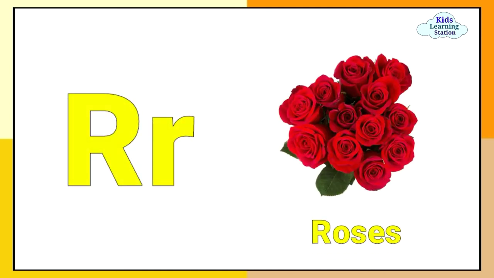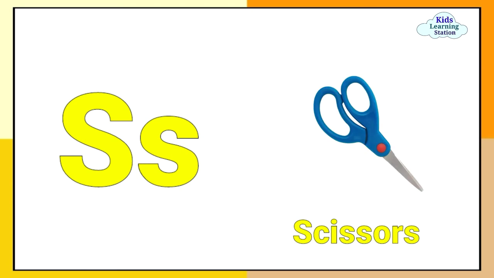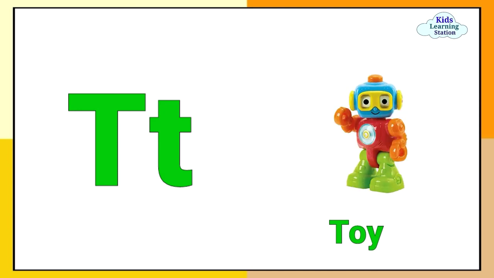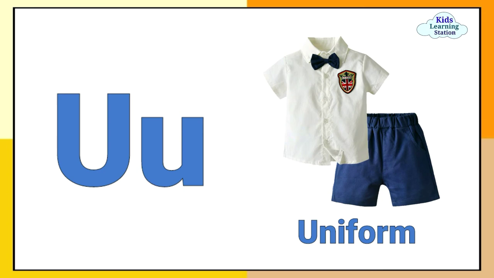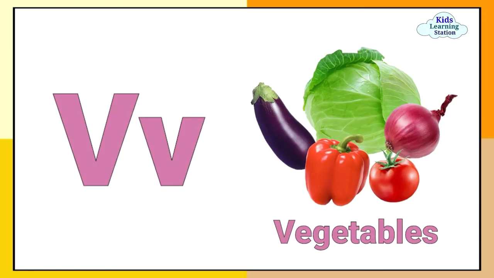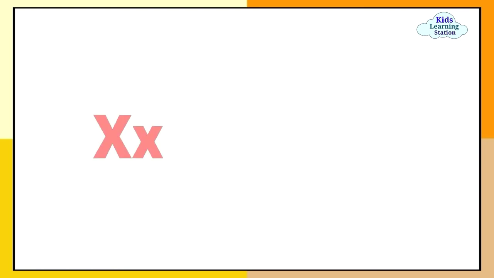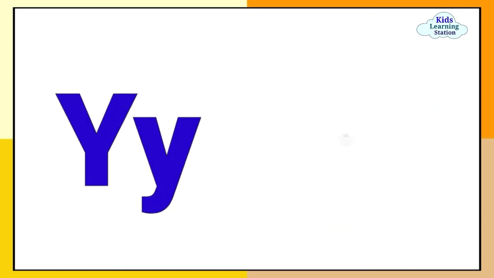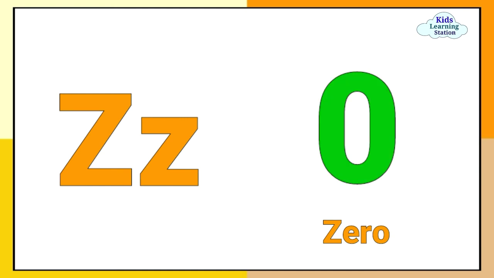R is for roses. S is for scissors. T is for toy. U is for uniform. V is for vegetables. W is for wand. X is for xylophone. Y is for yogurt. Z is for zero.